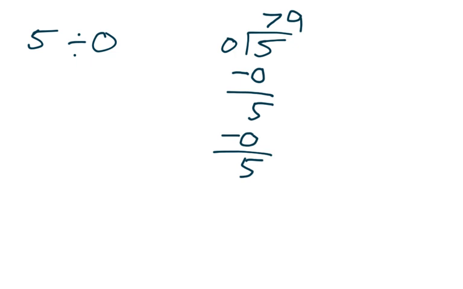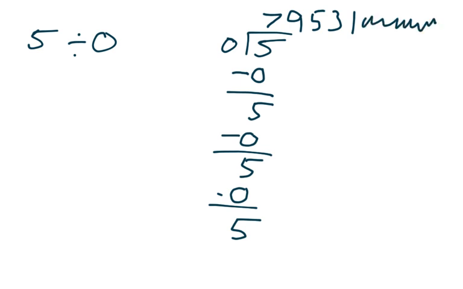Well, let's keep going. How many times does 0 go into 5? Well, let's try 531 times. 531 times 0 equals 0. We subtract it, and well, we have 5 left over again. Well, you see, this doesn't really work. No matter how long we keep on going, we'll always have 5 left over.